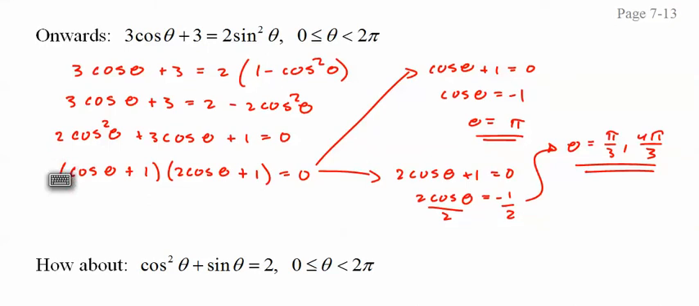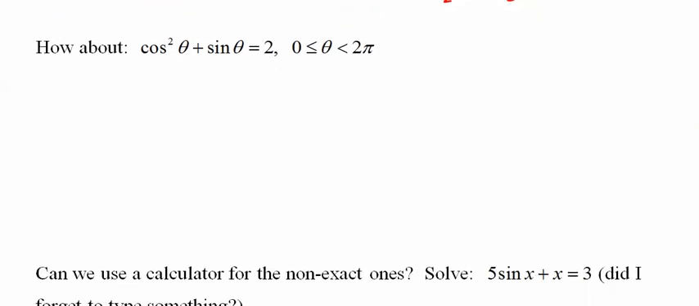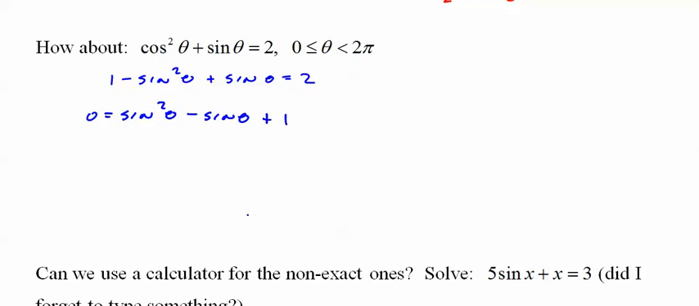Plug them back in or graph it if you want to see if you got it right. So again, I want to have everything the same, so I'm going to go with 1 minus sine squared theta plus sine of theta equals 2. I'm going to move everything over. I'm not even going to write it out though. 0 equals sine squared theta minus sine of theta plus 1. That doesn't factor.